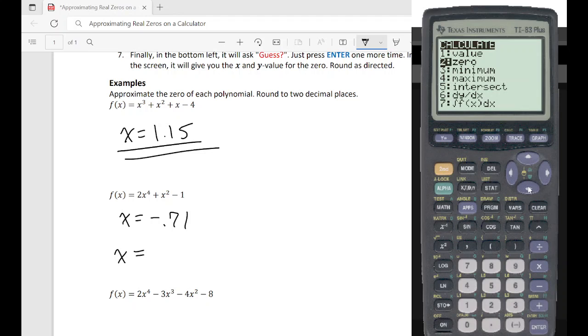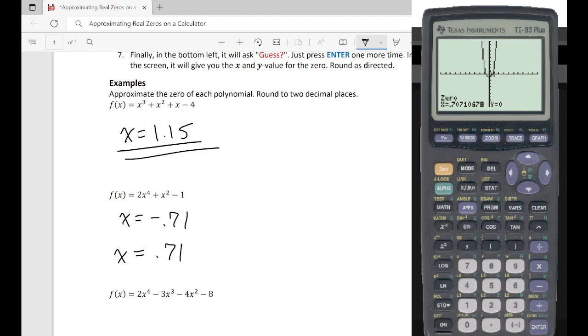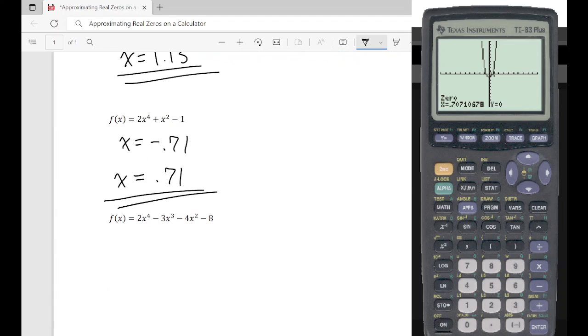Second trace, 0. Going to go to the right one, and now it's asking left bound, so we're going to go a couple spots to the left. Now it asks for right bound. Go a couple spots to the right. Hit guess, and our 0 is the same number, but positive this time, so 0.71. So here are our 2 zeros for this function. And now we're going to do it one more time for the last one.